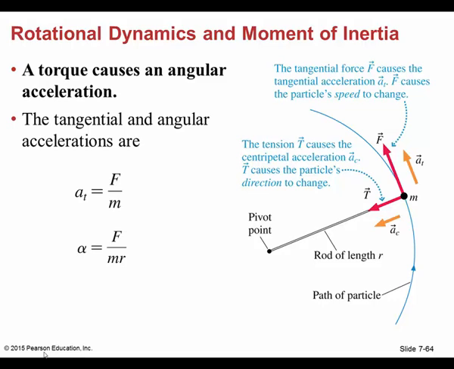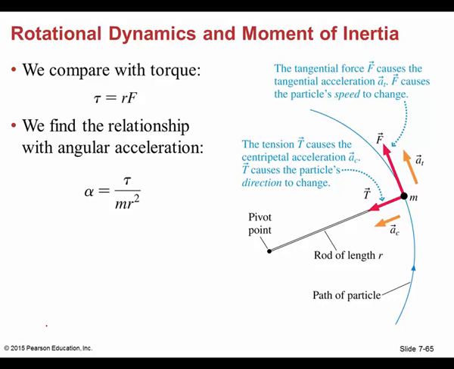Well, we know that tangential acceleration is a force divided by the mass. What about angular acceleration? Well, we just substitute the mass times the radius. And of course that will give us the angular acceleration in meters per second squared.